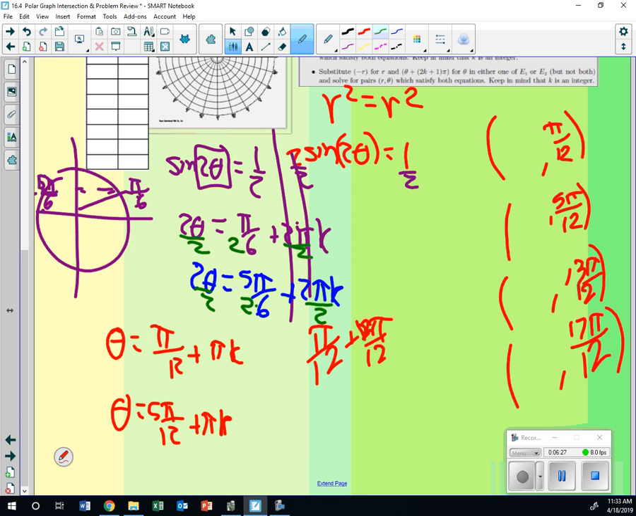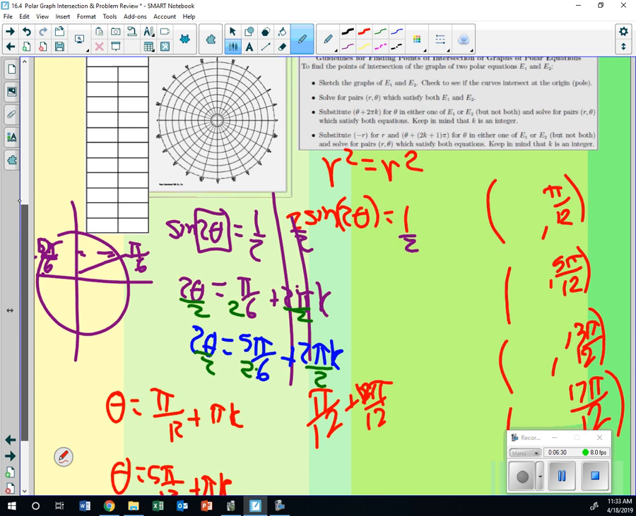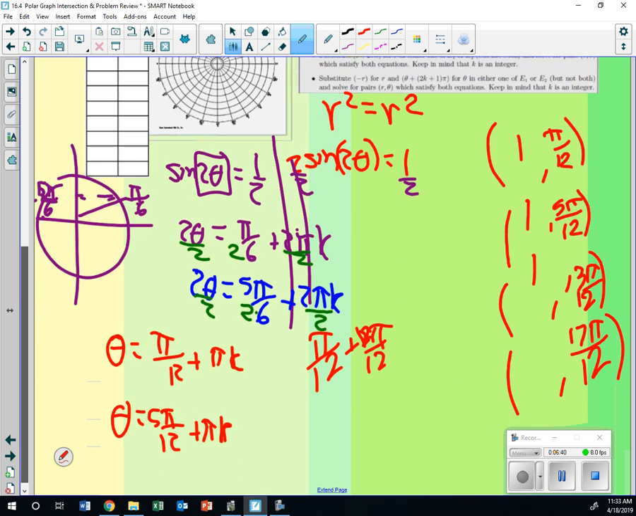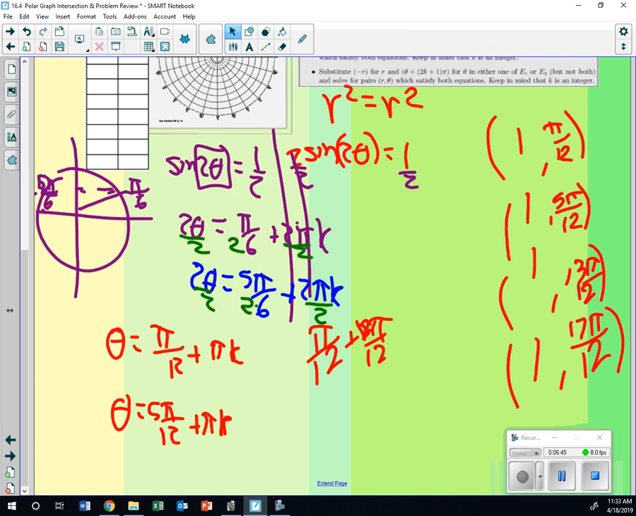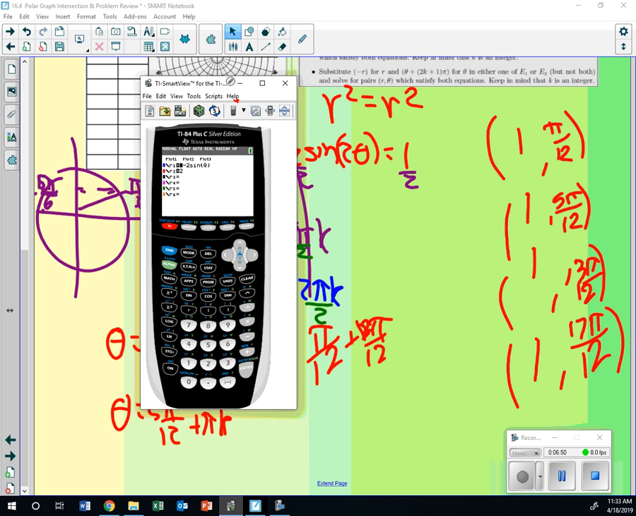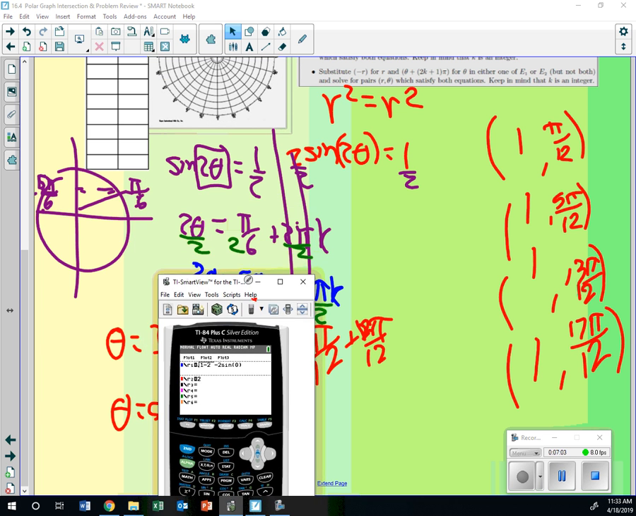And then what's the radius, or what's the r for each of these? 1, yep. So that wasn't hard. Those are the 4 points. Now, are there really 4 points? Let's see. We're going to sketch this one on the calculator. I'm going to do square root of 1 minus 2. I can't remember what it is. 1 minus what?